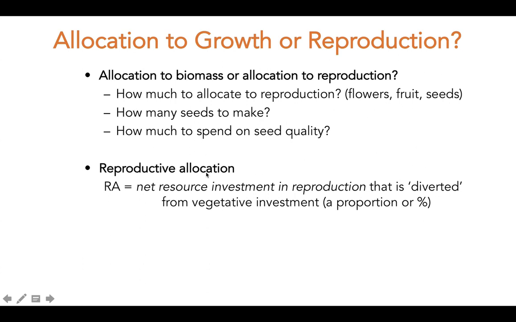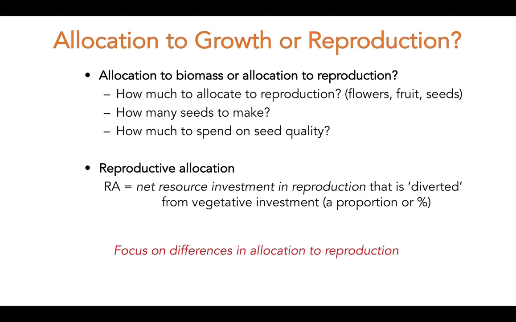So we can define another aspect of this trade-off of growth or reproduction by a measure known as reproductive allocation. Reproductive allocation is the net resource investment in reproduction that's diverted from vegetative investment to reproductive investment. And it's simply a proportion or a percentage. That's how much of the total allocation is spent on reproduction versus vegetative investment.